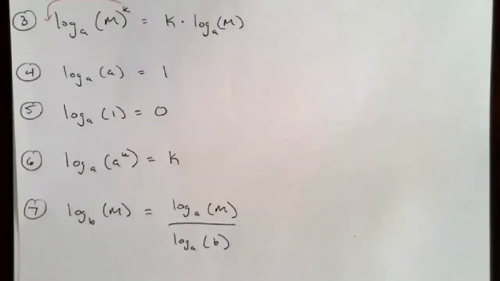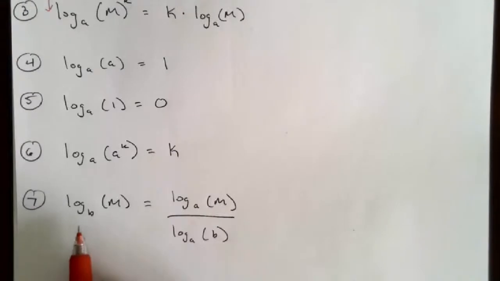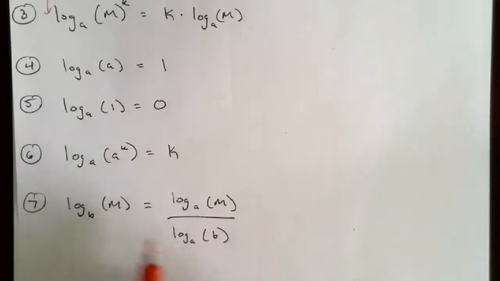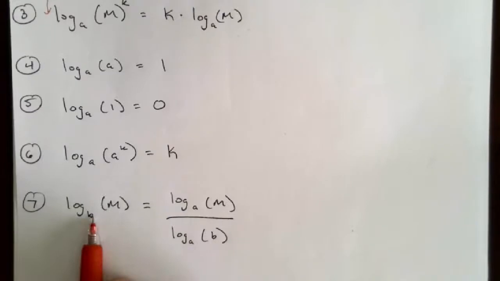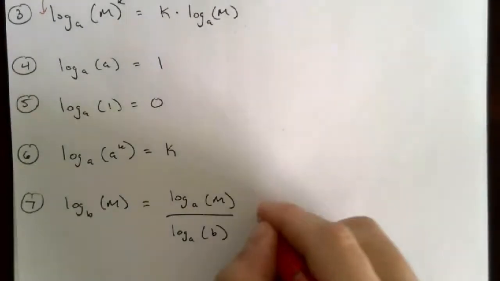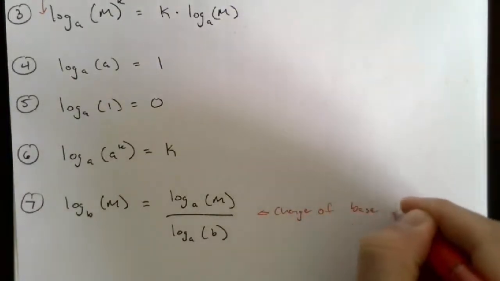And then the last rule here, the seventh rule, has to do with the change of base formula. Suppose I had log base b of m, and I wanted to evaluate it using log base a. You take log base a of the argument over log base a of the base. And most frequently, you're going to see this change of base formula. So this is really what we call the change of base formula.